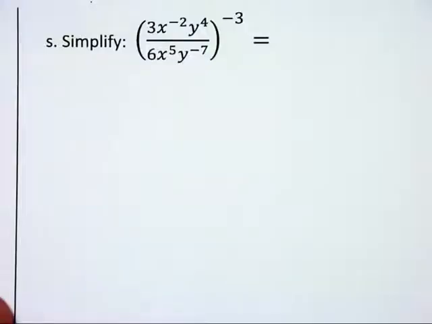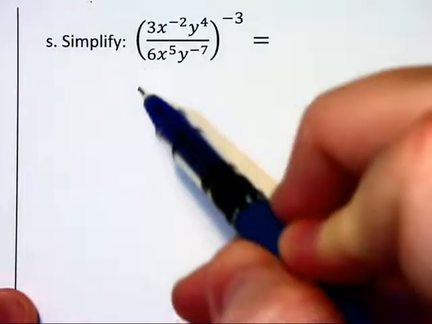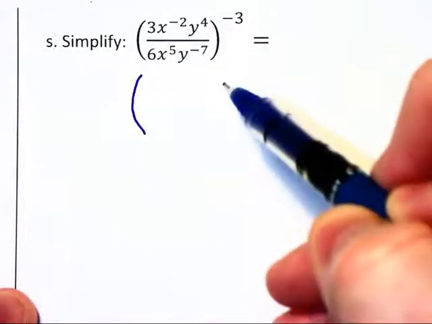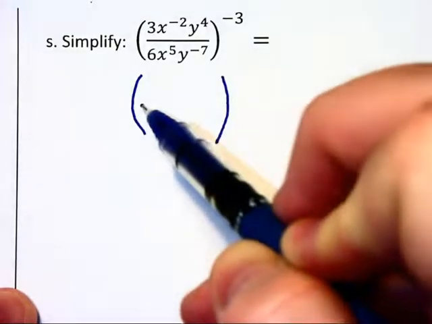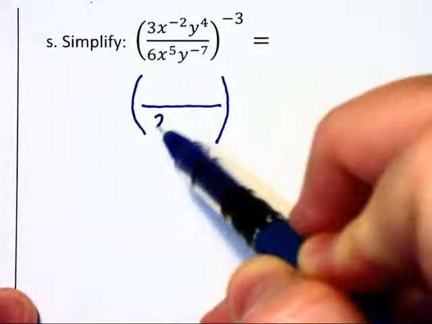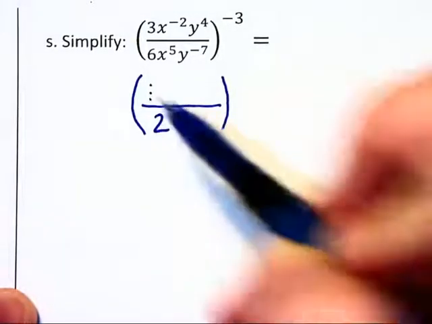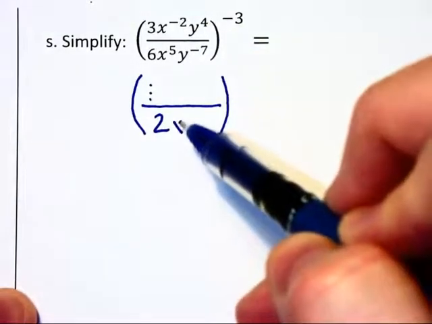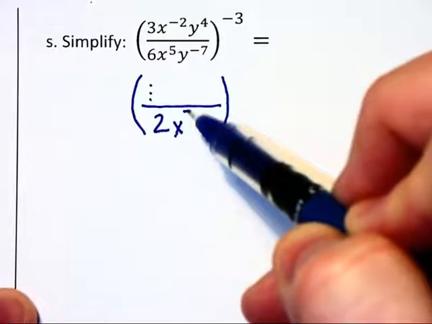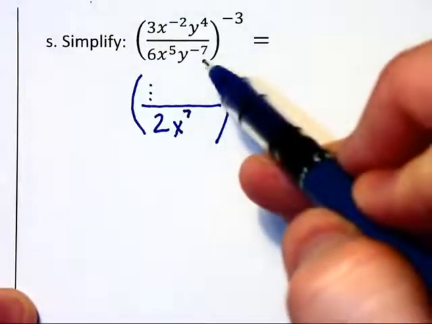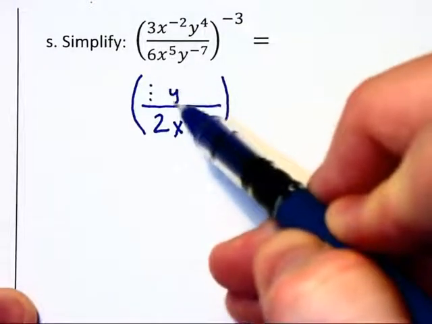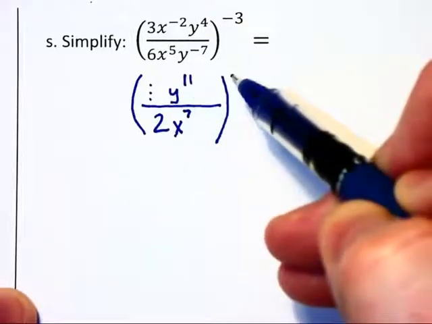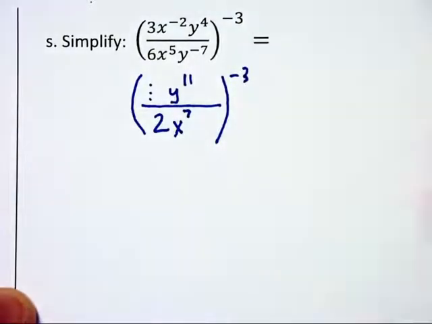Now let's move on to a more complicated expression. I would first simplify what is inside the parentheses. 3 over 6 reduces to 1/2. I won't write the 1 there, I'll just pretend it's there. With the x's, 2 come down, and make this x to the 7th down in the denominator. And with the y's, those 7 come up, and we now have y to the 11th. This is all to the negative third power.